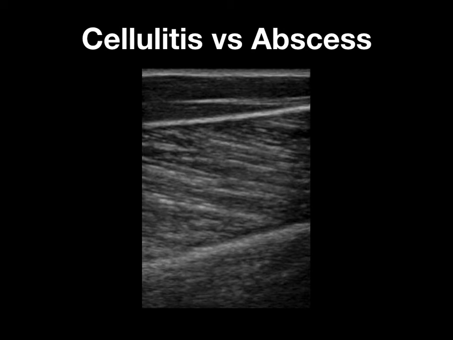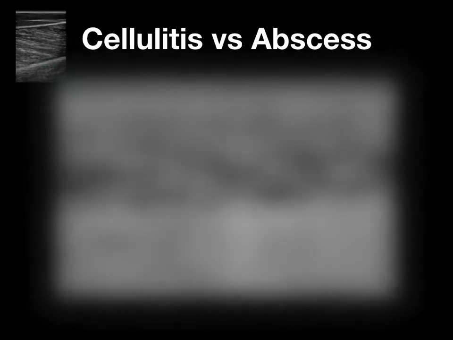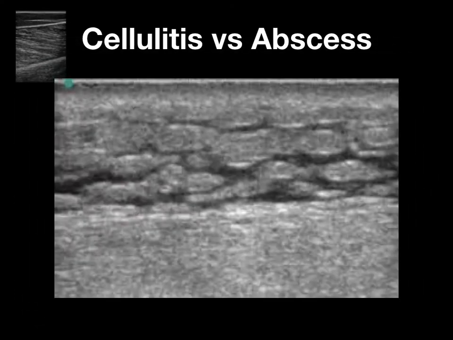Now let's take a look at a cellulitis. When evaluating for cellulitis, the classic finding you'll appreciate is known as cobblestoning. Cobblestoning is exemplified in the ultrasound image here. Notice the islands of hyperechoic soft tissue surrounded by anechoic areas which represent fluid.